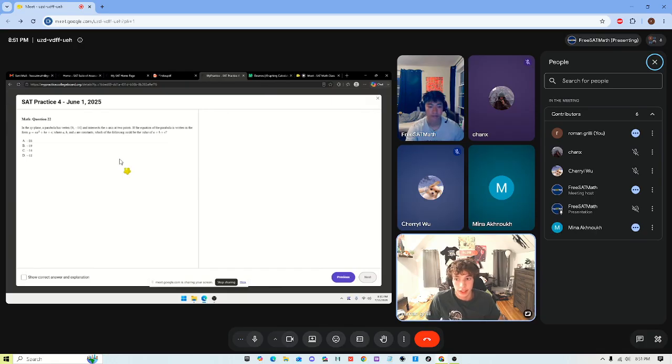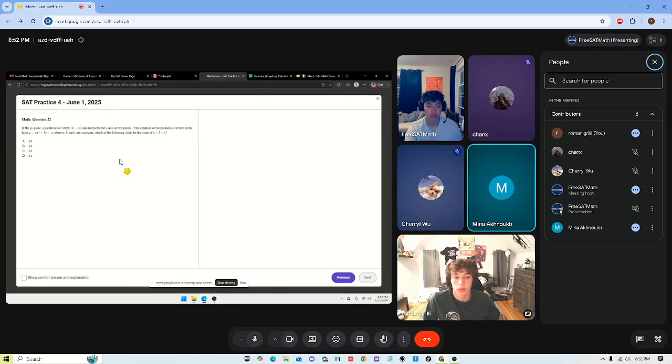Because it touches the x-axis at 2 points. Yeah, exactly. That's exactly what they're testing here, if you can realize that. That's the most crucial part of this problem, I think. That's super tricky, but I get it.